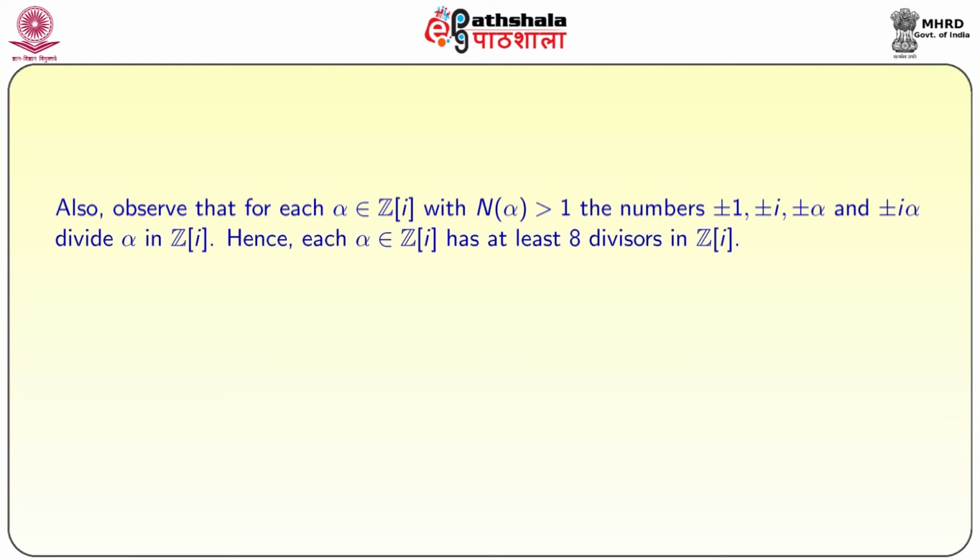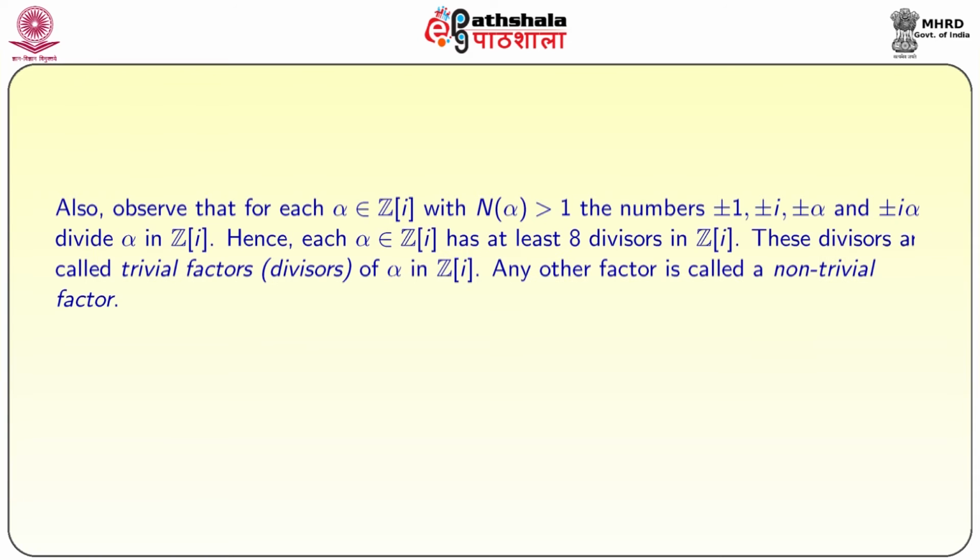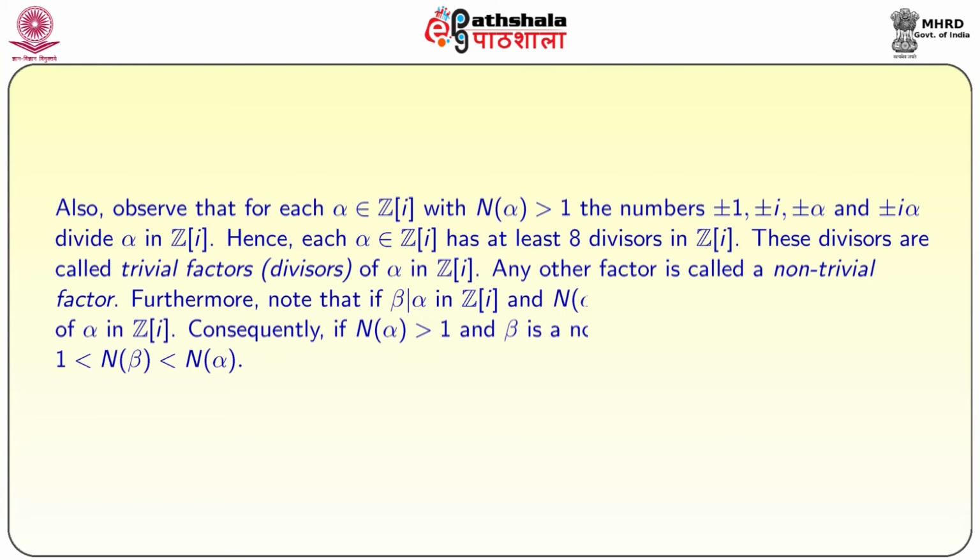Hence, each alpha belonging to Z[i] has at least 8 divisors in Z[i]. These divisors are called trivial factors or divisors of alpha in Z[i]. Any other factor is called a non-trivial factor. For example, whereas in the integers every integer has at least 4 trivial divisors, that is 1, minus 1, n and minus n, here every Gaussian integer has at least 8 divisors.